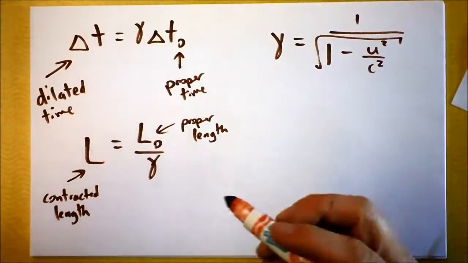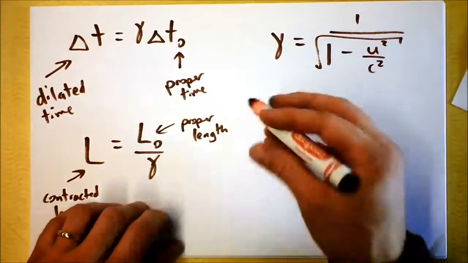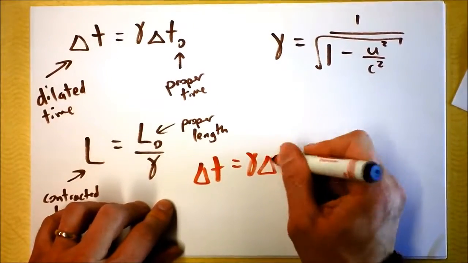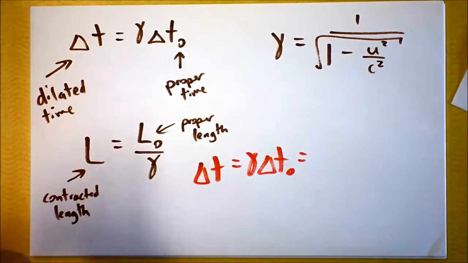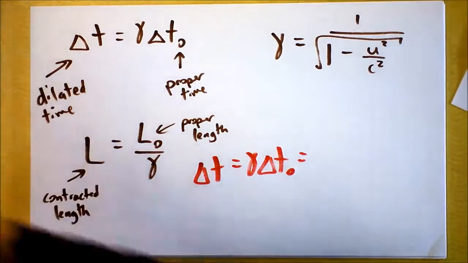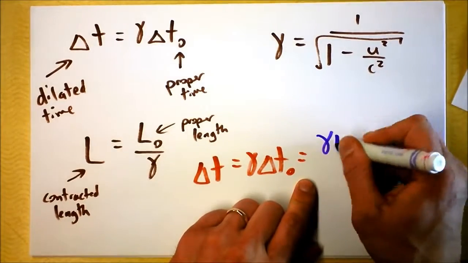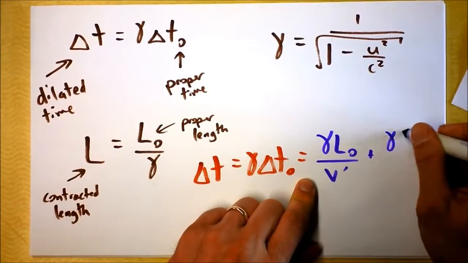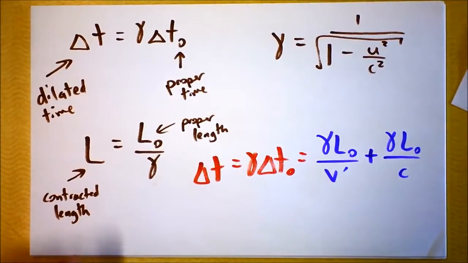I'm going to start this a little bit differently. I'm going to say delta T is gamma times delta T naught, and now I'm going to plug in what delta T naught was. Let's do it in tropical violet. This is a fine thing to do. Gamma times L naught over V prime plus gamma times L naught over C. This is just gamma times the delta T naught that we had on the previous page.